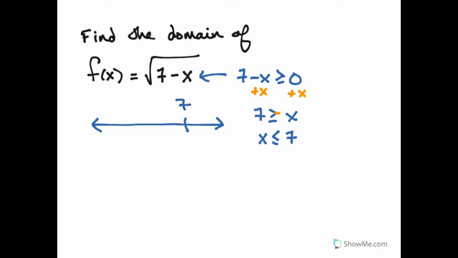That means on the number line, I'm interested in numbers below 7 because they'll make the inside of this square root positive. Numbers above 7 will not, so they have to be excluded from the domain. So the domain would be the set of all x in the real numbers such that x is less than or equal to 7.